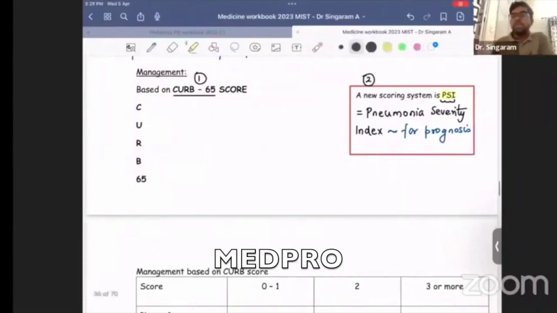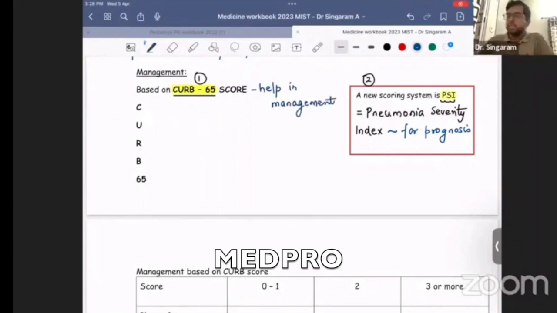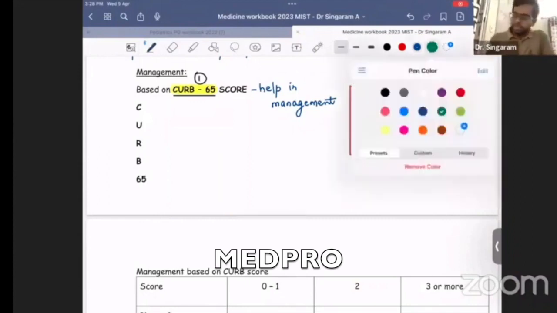What you should know in detail is the CURB-65 scoring, because this CURB-65 score is the one which will help in the management of a patient with pneumonia. There are different versions of this CURB-65 score. The latest version is what I'm going to discuss. Any of you know what CURB in this CURB-65 score stands for? Each letter is for one parameter. C is for, if you know that, C is for what?